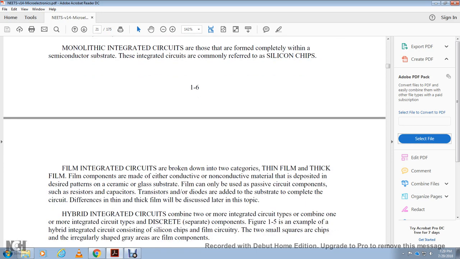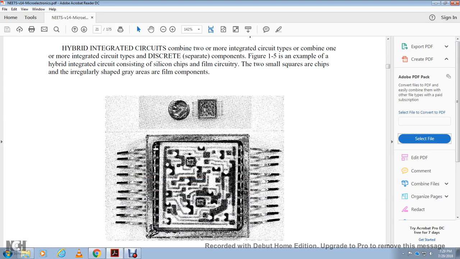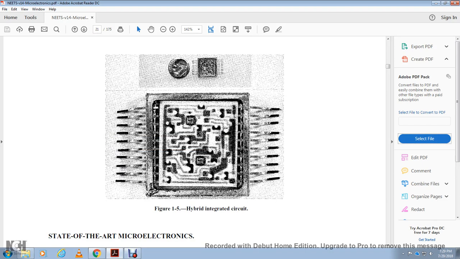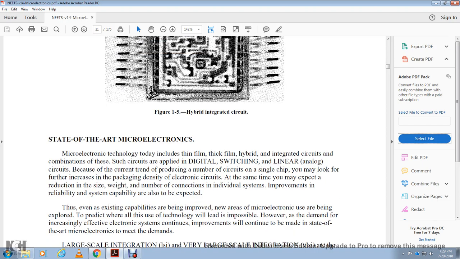Hybrid integrated circuits combine two or more integrated circuit types, or combine one or more integrated circuit types with discrete, separate components, as in figure 1-5. The example of the hybrid integrated circuit consists of silicon chips with film circuitry and two small circuit squares. The chips are irregularly shaped, shaded gray, with film components. Figure 1-5 shows the hybrid integrated circuit, the state of the art in monolithic electronics.